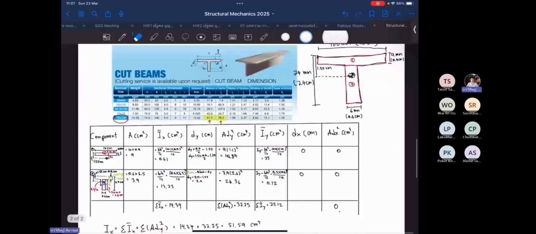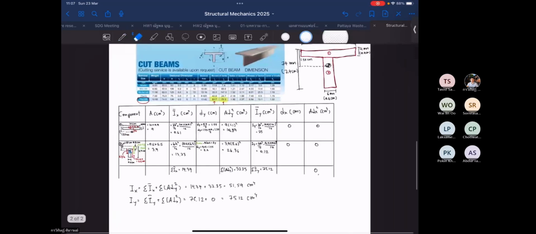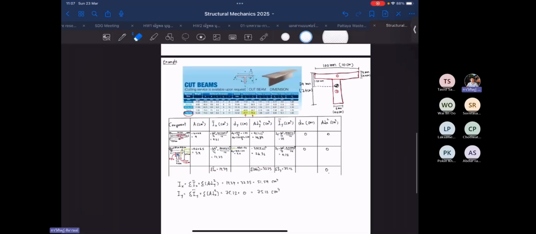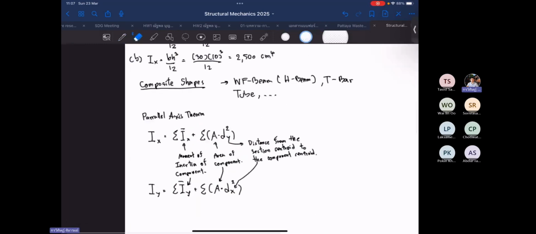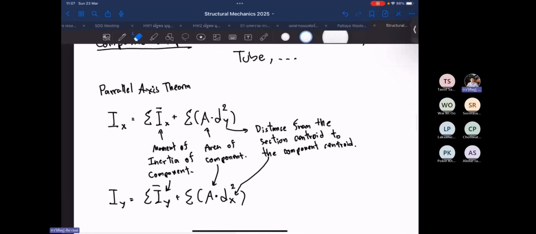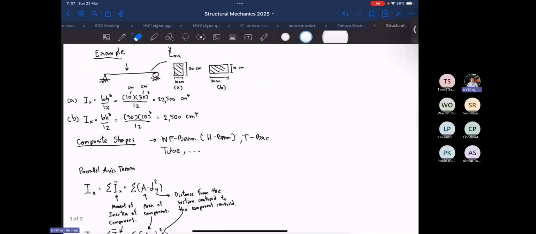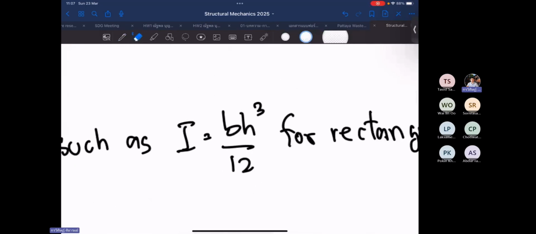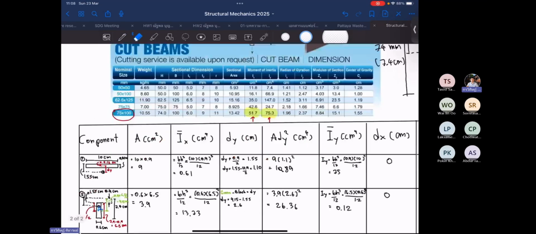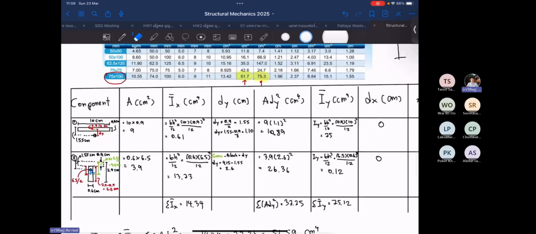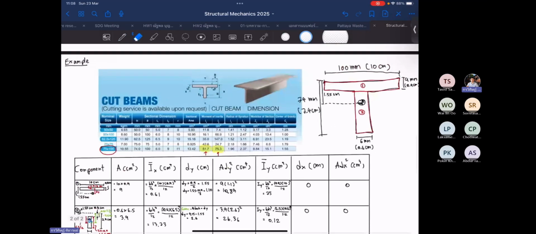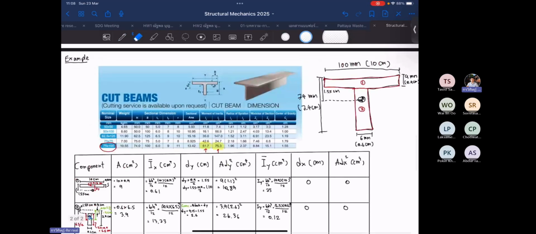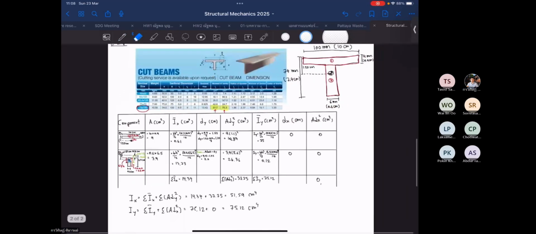As for this calculation, in the exam, I give you this formula already. I give you also this bx cube divided by 12 already, and I also provided you this table already. So you just have only to separate the section into components and then perform the calculation.